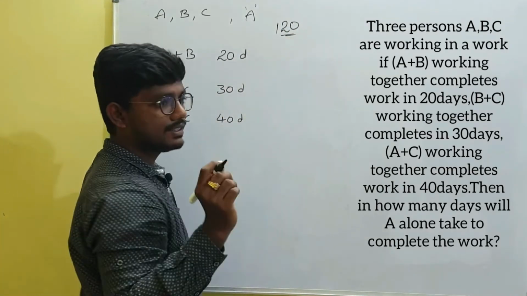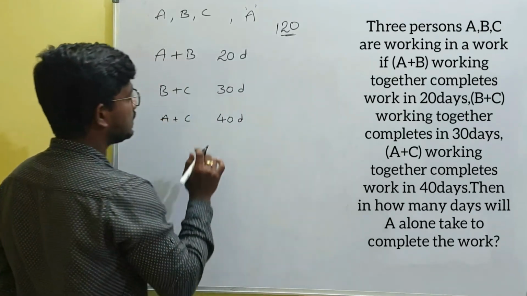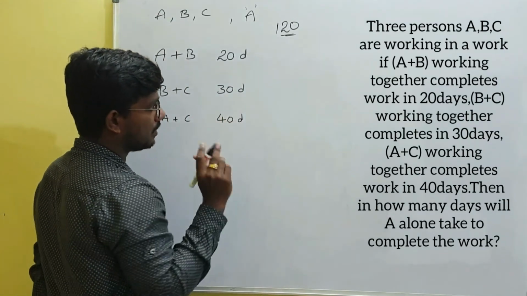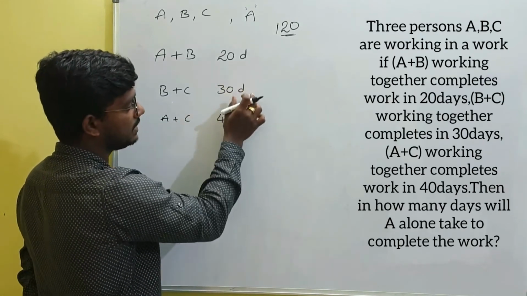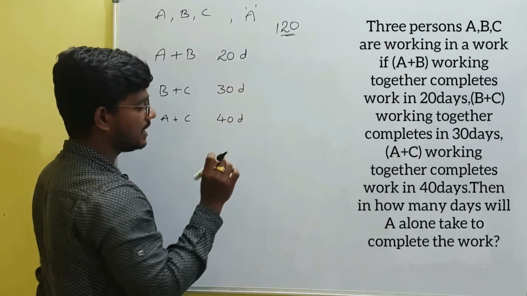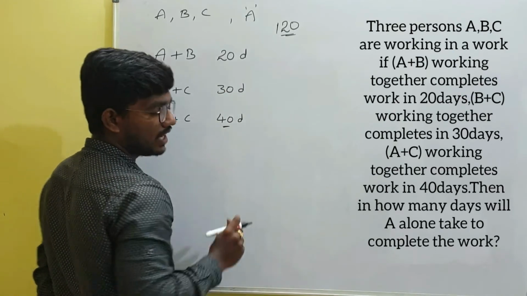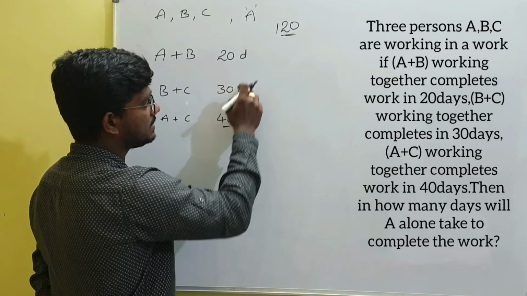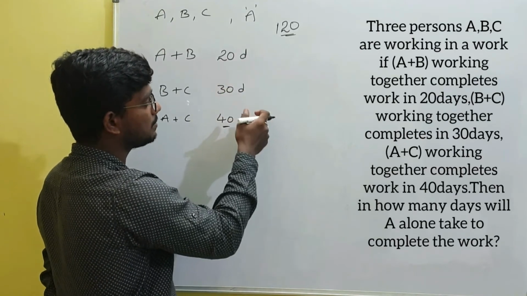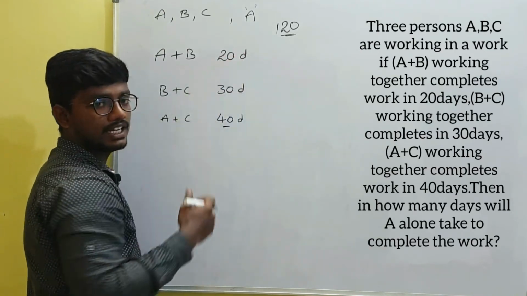See, doing the LCM is also an important thing. For LCM we have to take the highest number. Here 20, 30 and 40 are given. The highest number here is 40. So we have to take the multiples of 40 and check whether 40 or its multiples are divided by the remaining two numbers.